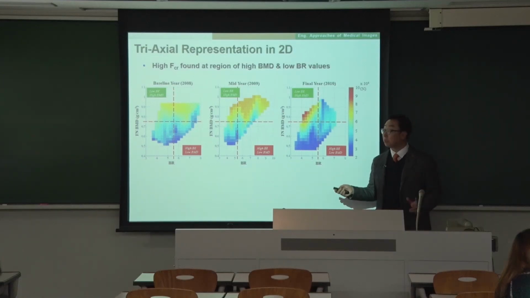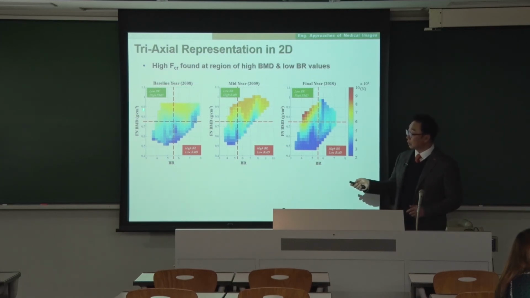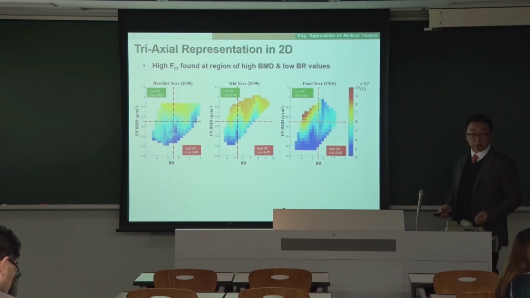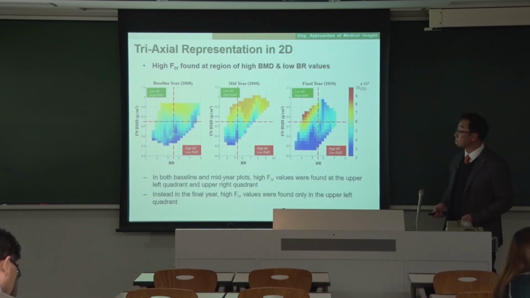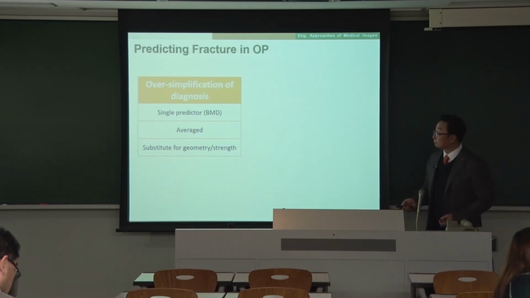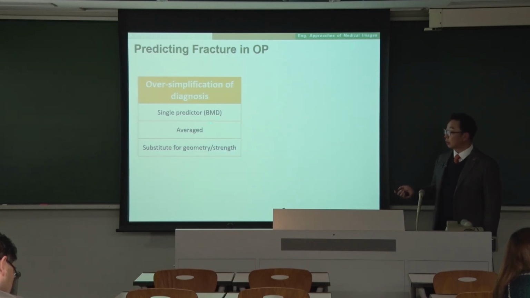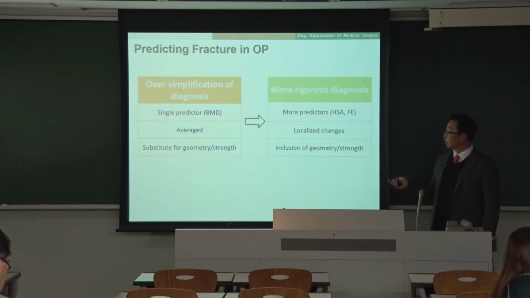Okay? So up to now, we can only get the bone mineral density from the clinic, right? Material properties. But we can actually see the geometric changes in the buckling ratio, which is represented on the x-axis, as well as the color changes, which is the structural properties. So here, what we've been talking about is that the current diagnosis is oversimplified, which is a single predictor, and it's averaged. And also there's a substitute for geometry and strength. So now we need a more rigorous diagnosis.